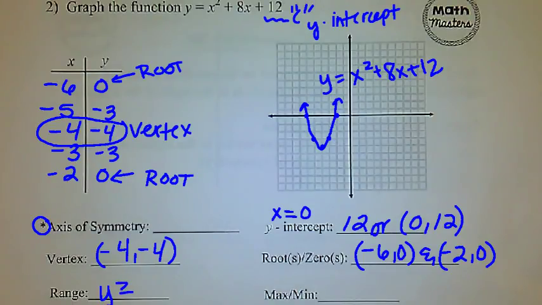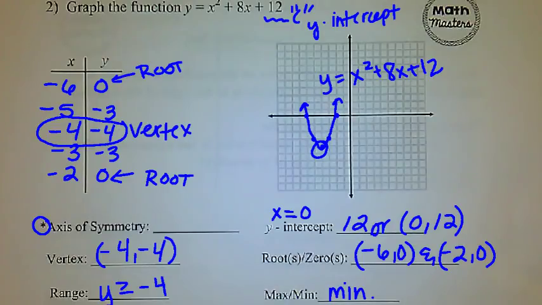Okay. Our range, remember we write y is greater than or equal to, because it opens upward. And then -4, because that is our y value of the vertex. And then this is a minimum because our vertex is at the lowest point. All right, so let's go back to the axis of symmetry.